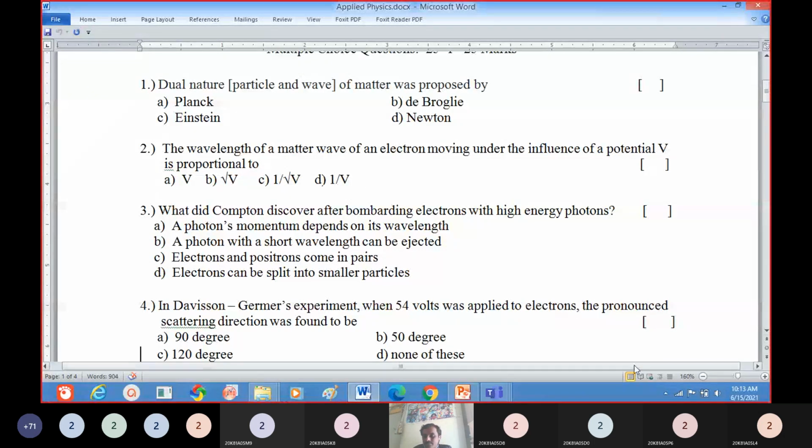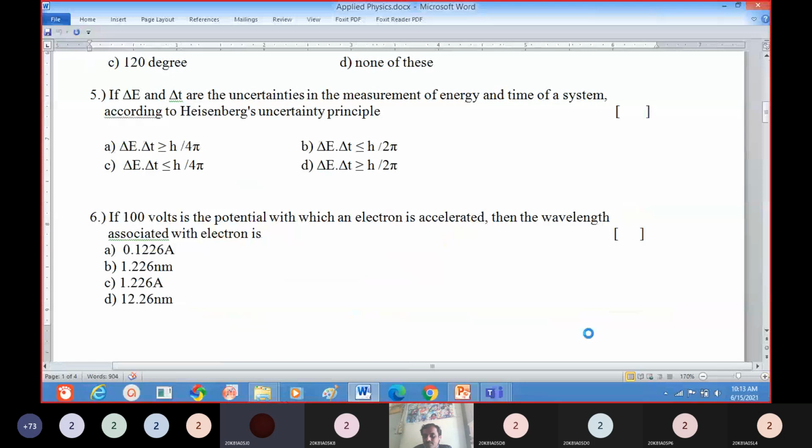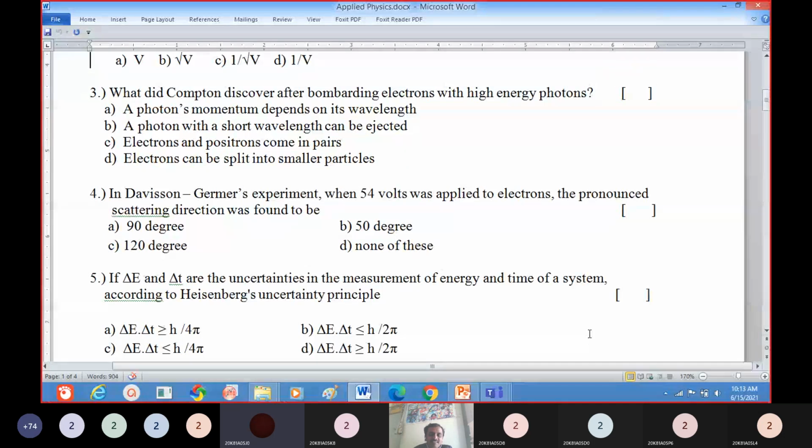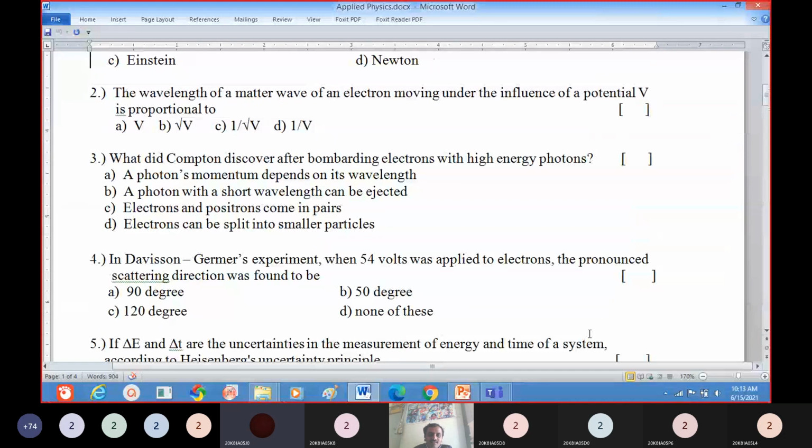C, sir. Lambda is equal to, what is the de Broglie wavelength formula? 12.26 by under root of V, sir. Electron moving under the influence of potential V. So the answer is C. Okay, so proportional to 1 by root V, 12.26 by root V. So that is the answer. Answer is C here. Next.